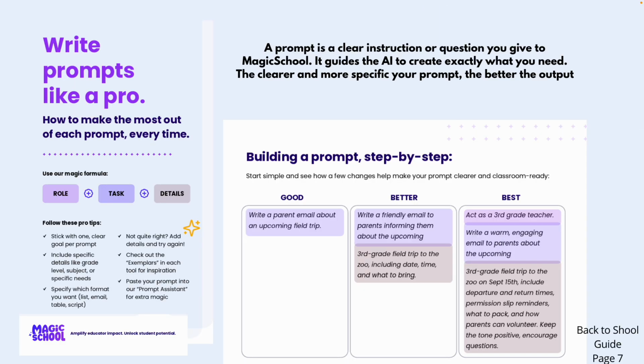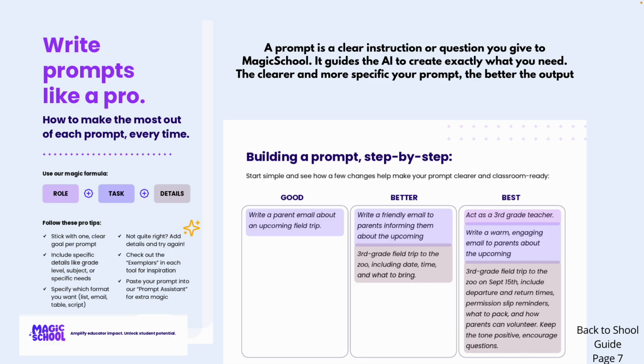So let's talk about prompts. What is a prompt? Well, a prompt is a clear instruction or question you give MagicSchool. It guides the AI to create exactly what you need. The clearer and more specific your prompt, the better your output is going to be. So what you give to the AI generator will go back to what you will receive.